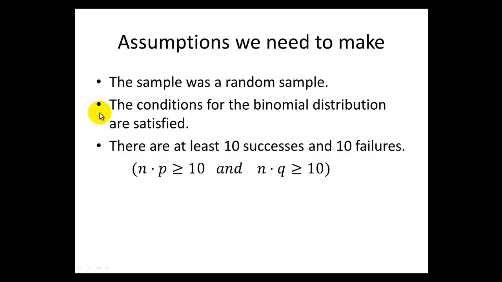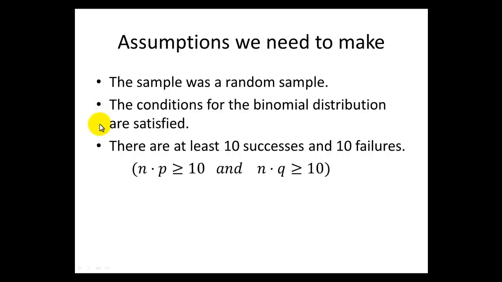Next, we want to make sure the conditions for the binomial distribution are satisfied. Well, let's see if we can recall those. We want to make sure we have a two-sided outcome. Yes, we have that. The voters are either going to vote yes or no. The second one is that we have a fixed number of trials. Yes, the paper decided to interview only 300 people, so we have a fixed number of individuals.